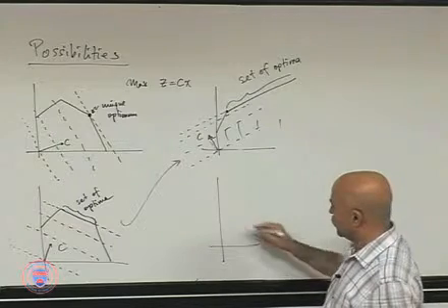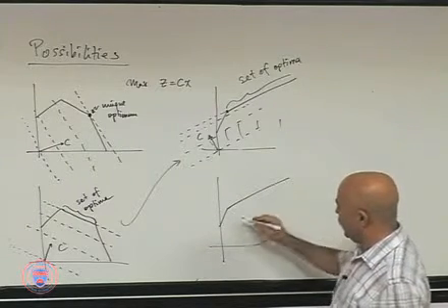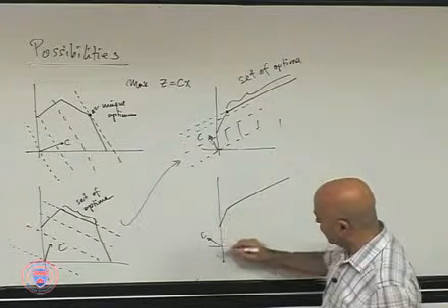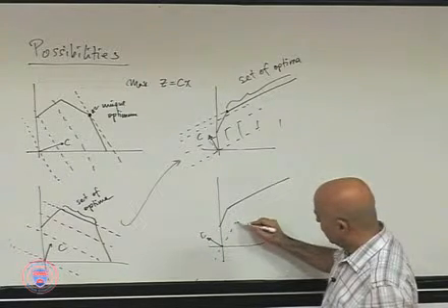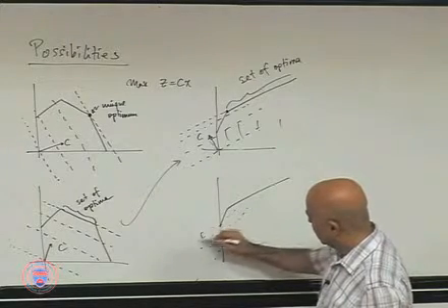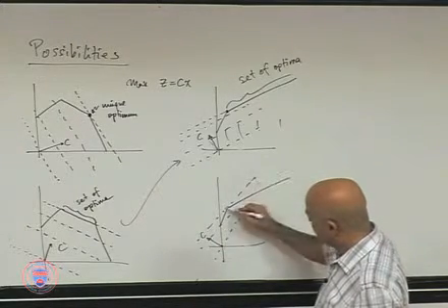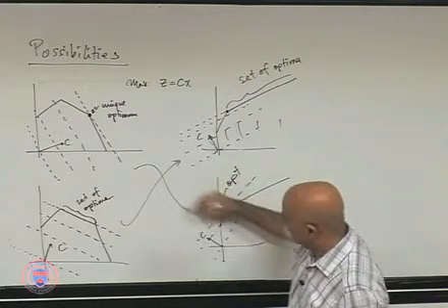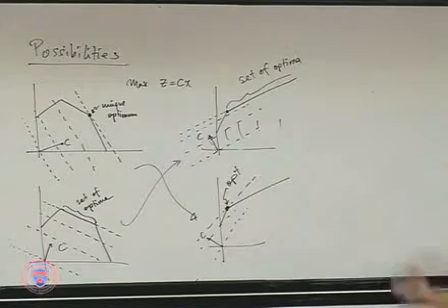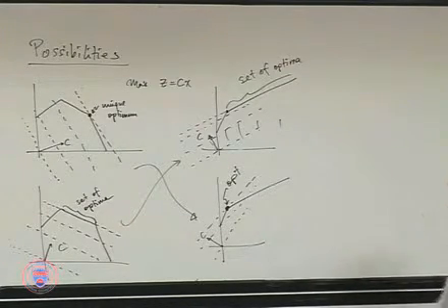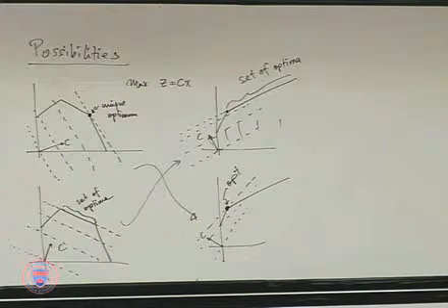Of course, you could also have the situation where you have a unique optimum if your C is like this. In this case, you have a unique optimum, even though your feasible set is unbounded. My pictures are a little bit sloppy, but nevertheless, you get the idea. Okay?